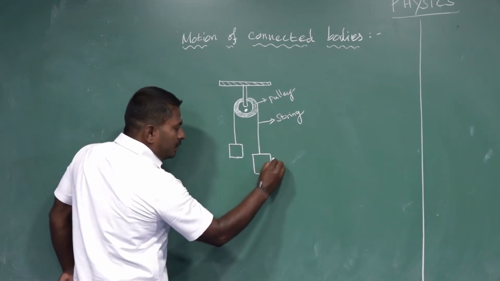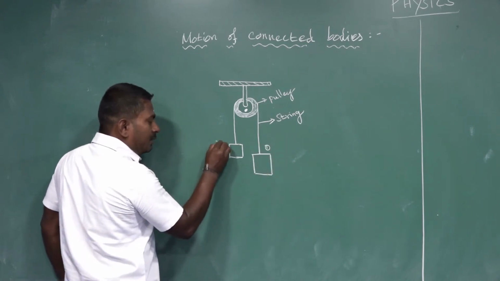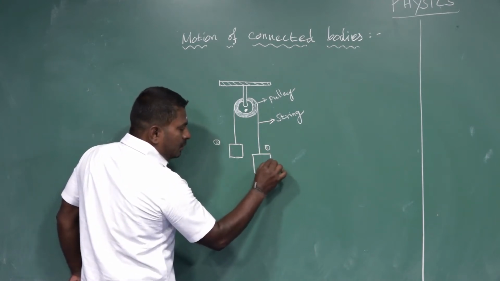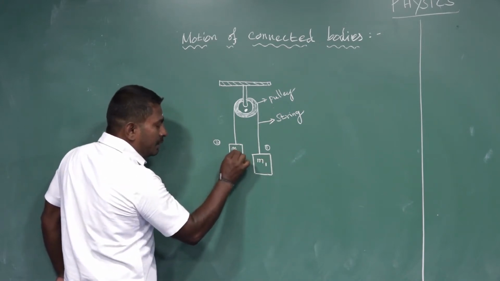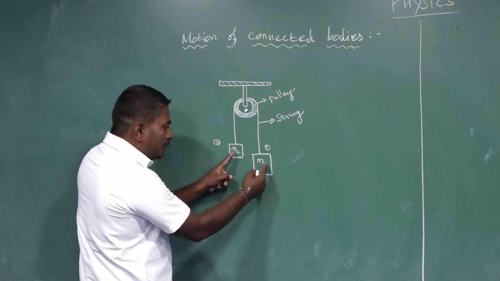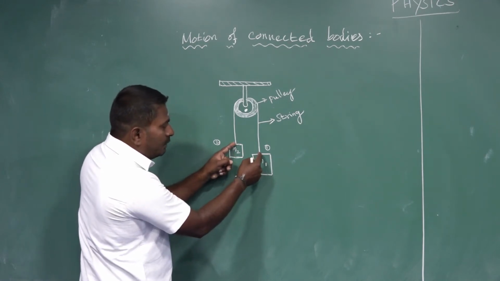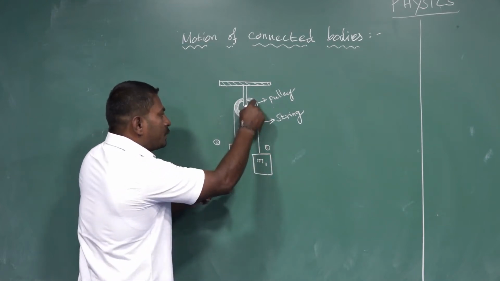It is the first block, and it is the second block. The mass of the first block is M1, and the mass of the second block is M2. These two blocks are connected at the two ends of the light inextensible string, which passes over a pulley.